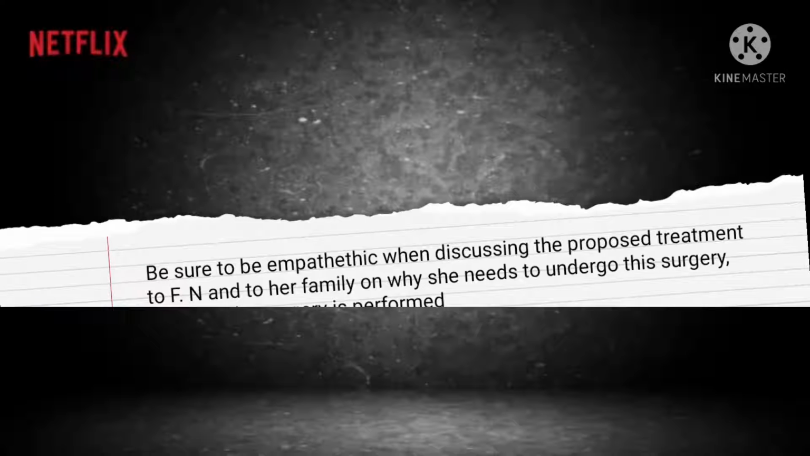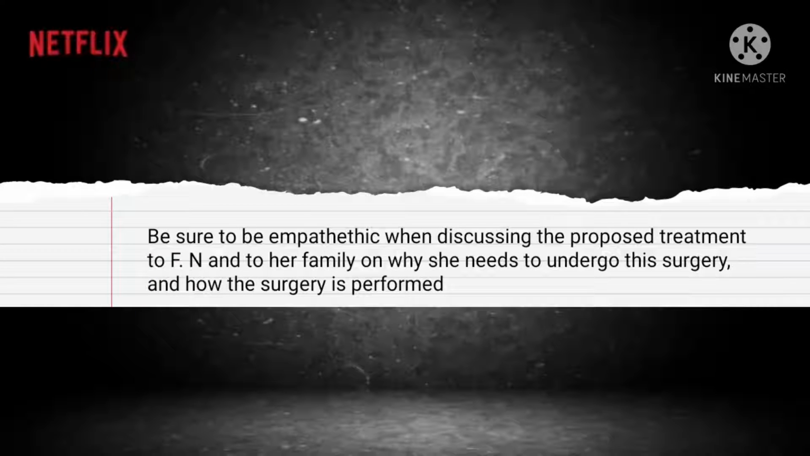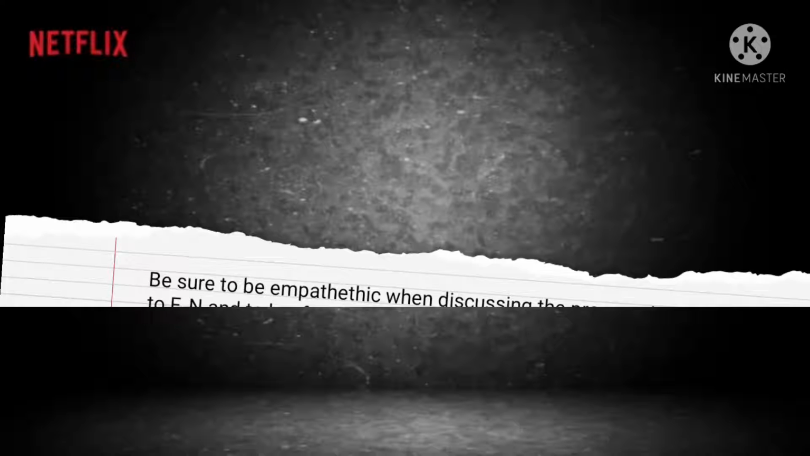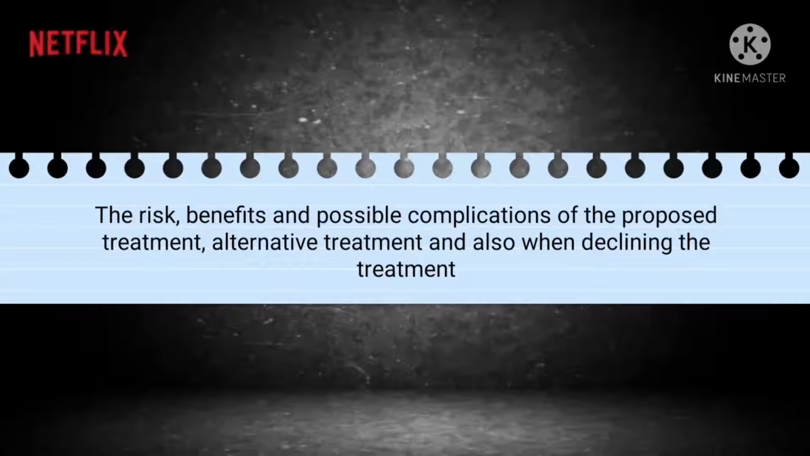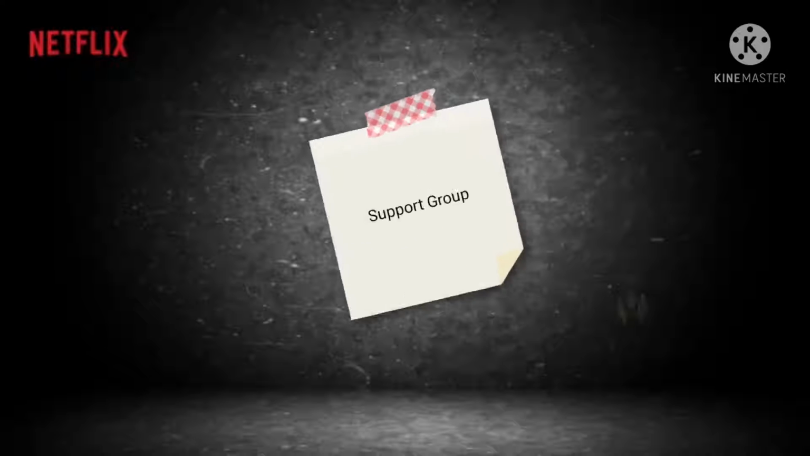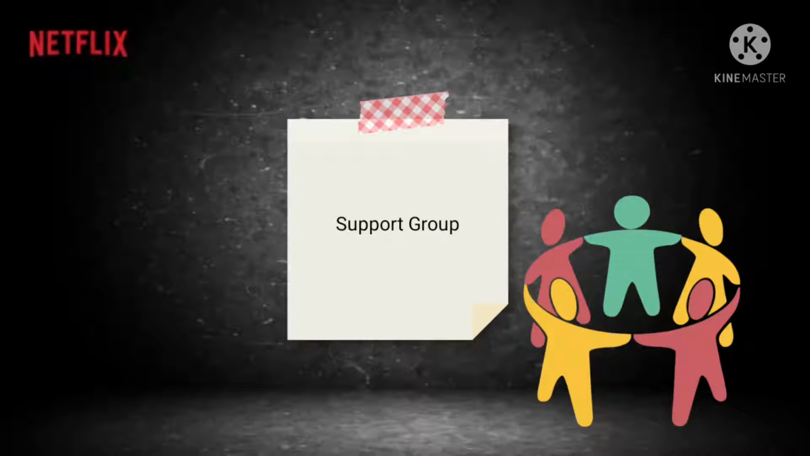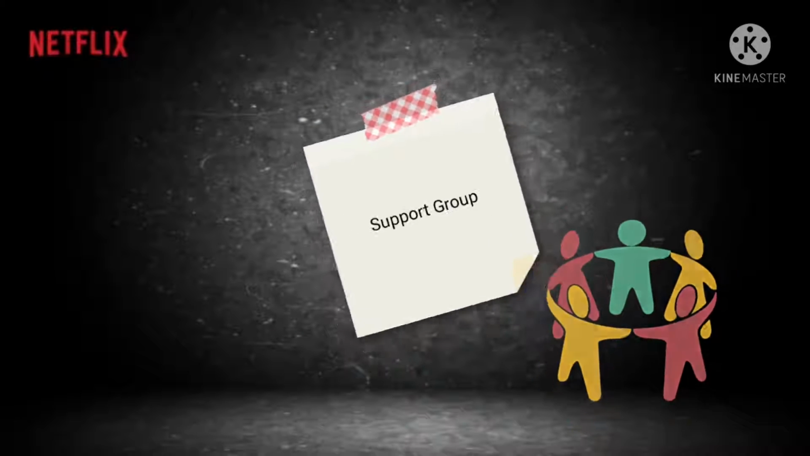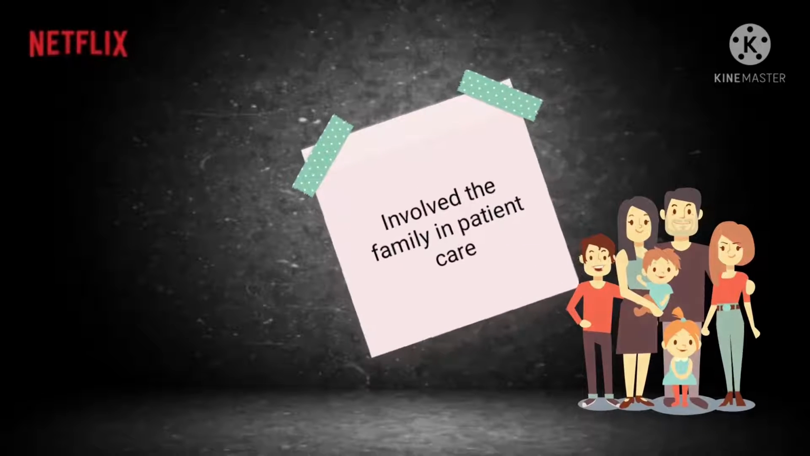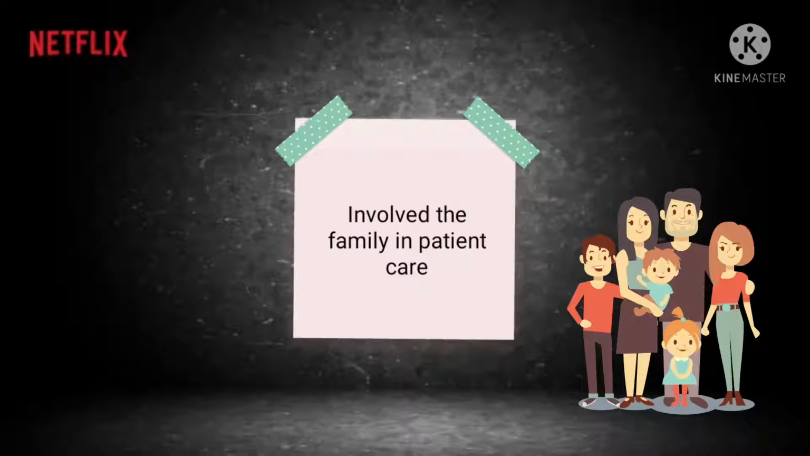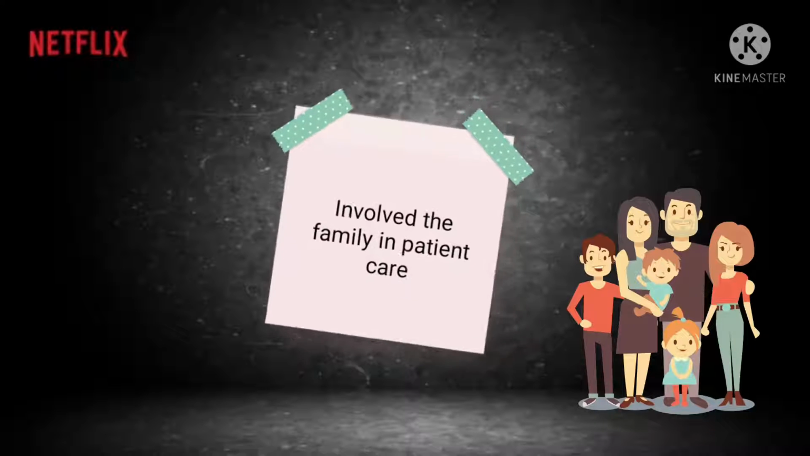Be sure to be empathetic when discussing the proposed treatment with FN and her family on why she needs to undergo the surgery and how the surgery is performed. Inform them about the risks, benefits, and possible complications of the proposed treatment, alternative treatments, and also of declining the treatment. We can also discuss possible support groups that can assist the client and the family if the condition of FN worsens or if her surgery is not successful. We can also involve the family in patient care so that this will tighten their relationship, and it will also promote communication between FN and her family.